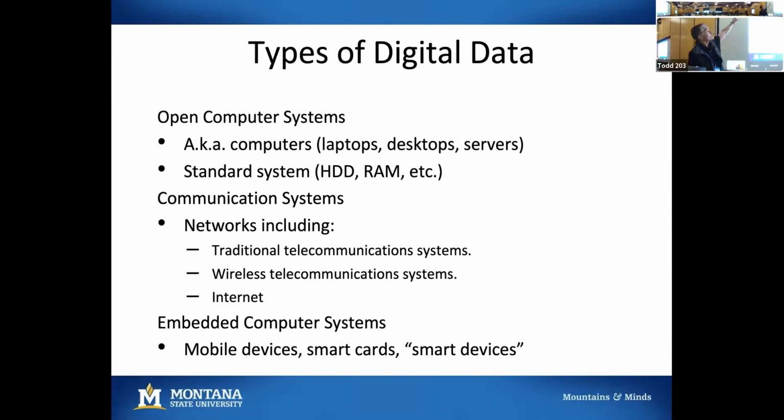So, types of digital data. Computer systems: laptops, desktops, servers, disk drives, RAM. We're going to talk a little bit about volatile versus non-volatile systems. Volatile means it disappears when you turn the power off, like the RAM, the memory on your computer. With disks, you have raw disks that you can capture if you have physical access to the disk, but there's also digital access and software capture of the disk as well. We're going to talk about a couple of those. Communication systems.